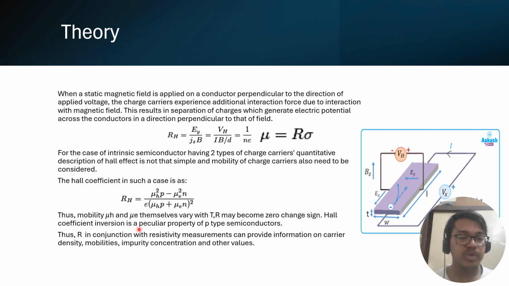Thus mobilities mu h and mu e themselves vary with temperature, and R may become 0 or change sign. Hall coefficient inversion is a peculiar property of p-type semiconductors. Thus R in conjunction with resistivity measurement can provide information on carrier density, mobilities, impurity concentration and other values.